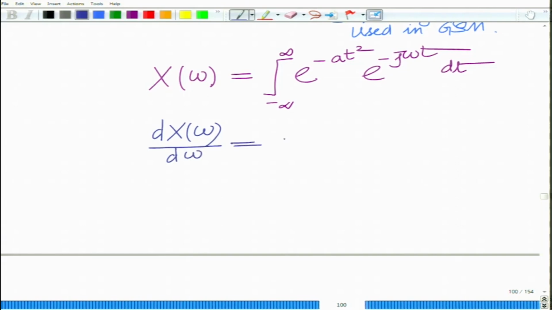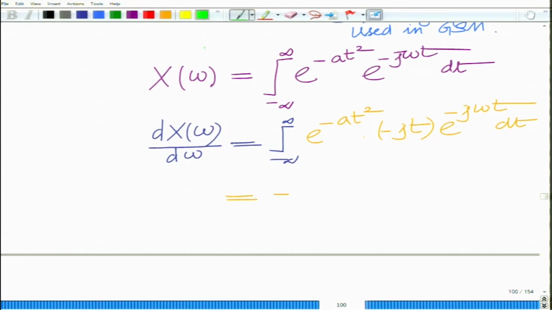So, first we differentiate this. So, we have d X of omega over d omega, that is integral from minus infinity to infinity. If you differentiate it, I take the differentiation inside the integral, that is the derivative with respect to omega. So, e raised to minus a t square, you can clearly see, does not depend on omega. Differentiating e raised to minus j omega t with respect to omega yields minus j t, and the integral with respect to dt. So, you can now bring outside the negative sign.